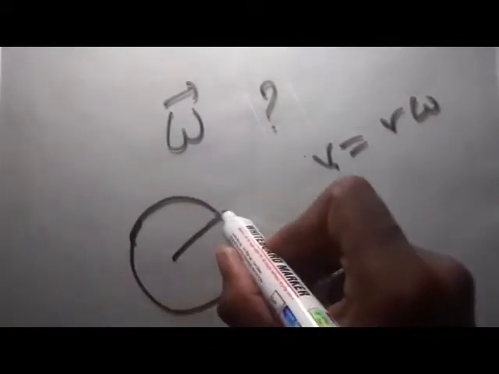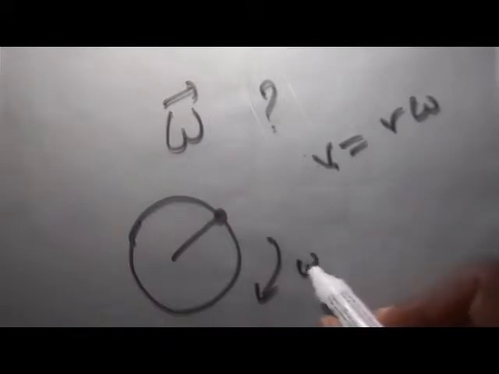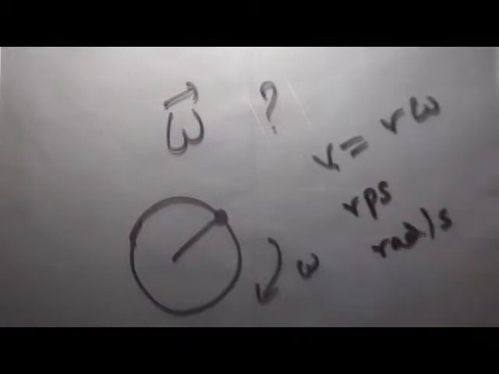Let's go with the usual string and stone example, where the stone has a clockwise angular velocity. This omega is responsible for the stone's circular motion. It's denoted either in rotations per second or in radians per second. The first one can be easily visualized. It's the number of times the stone crosses a fixed point in the circle, or just the number of times it goes around the center.